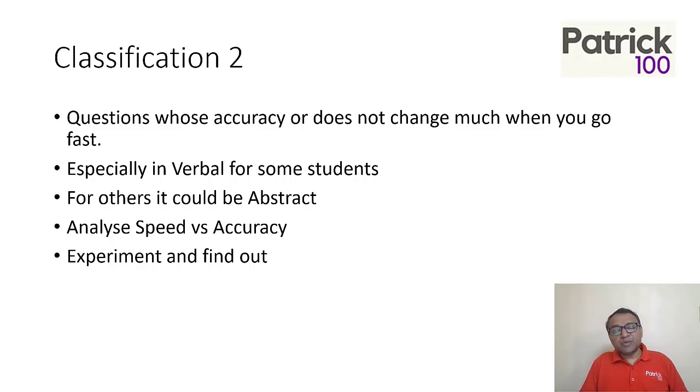So what I normally suggest people is try some new techniques and see how it affects your accuracy. If you can go fast without reducing your accuracy by much, great, follow that strategy. You can solve more questions, maybe you'll get more marks per minute. The only way to do that is experiment and find out what works and what doesn't work for you. But as I said, the key in this part is to look at those questions whose accuracy does not go down by much if you go fast.